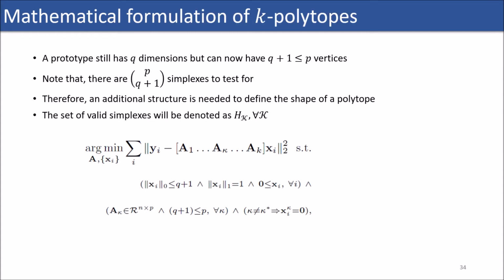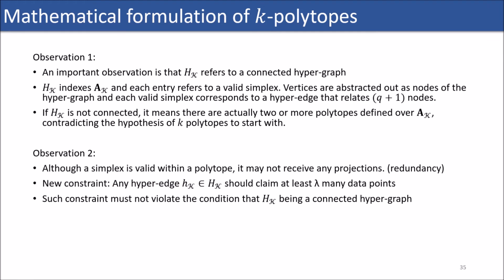Now, within a polytope there are p choose q+1 simplexes to test for assuming that a polytope has p vertices. Therefore, an additional structure namely HK, a hypergraph is kept for each polytope. An important observation is that HK refers to a connected hypergraph. HK indexes AK and each entry refers to a valid simplex. Vertices are abstracted out as nodes of the hypergraph and each valid simplex corresponds to a hyperedge that relates Q+1 nodes. If HK is not connected, it means there are actually two or more polytopes defined over AK, contradicting the hypothesis of K-many polytopes to start with.